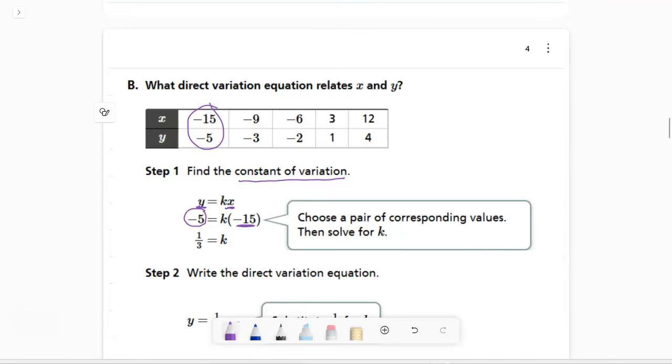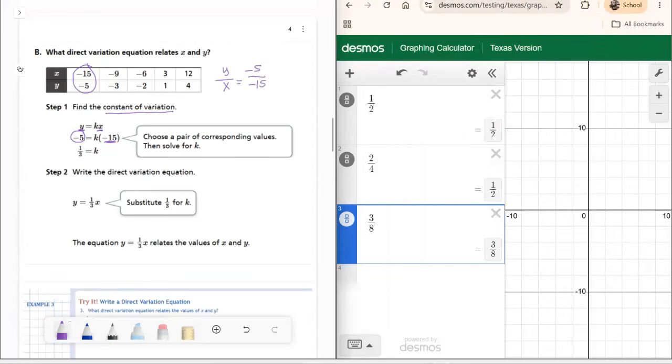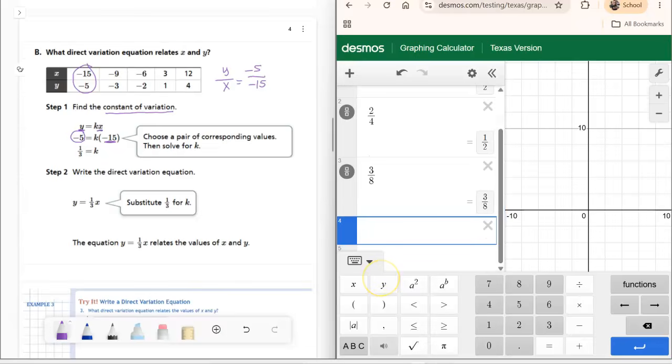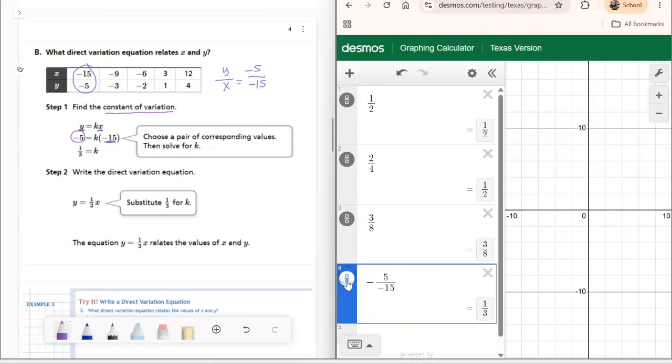Okay, then you take the y divided by the x, right? So that's negative 5 divided by negative 15. We put that in Desmos. Negative 5 divided by negative 15, and hit the little fraction button. And it gave them 1/3. So right here, they gave them k equals 1/3.